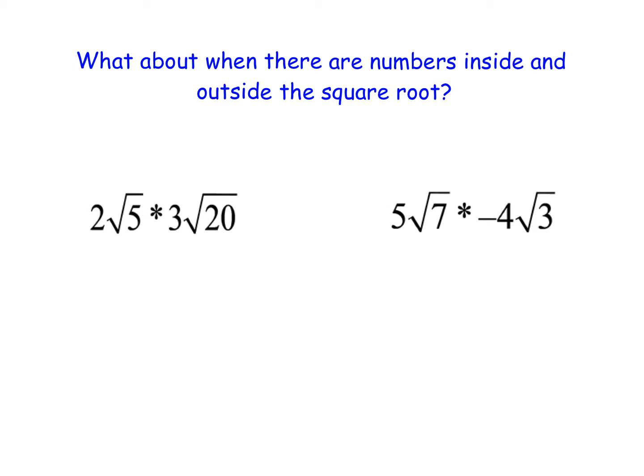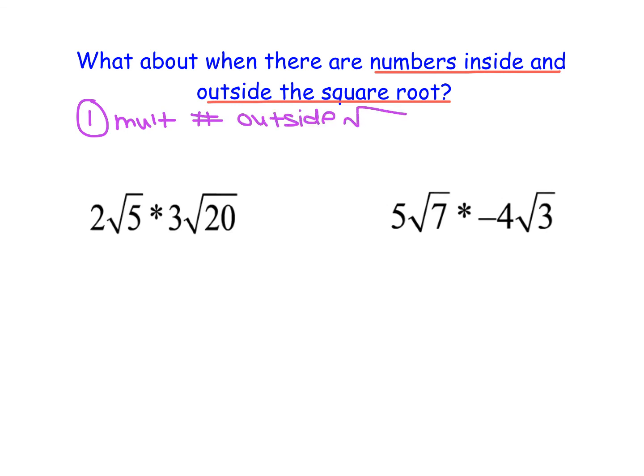Now the last thing we need to talk about here is what happens when there are numbers both inside and outside the square root. So notice here we have 2 and 3 on the outside, and the square root of 5 and the square root of 20 on the inside. Numbers that are underneath the square root are different than numbers outside. So we're going to deal with the numbers inside and the numbers outside separately to start. We can start off by multiplying the numbers that are outside the square root, and we're going to leave them outside the square root.